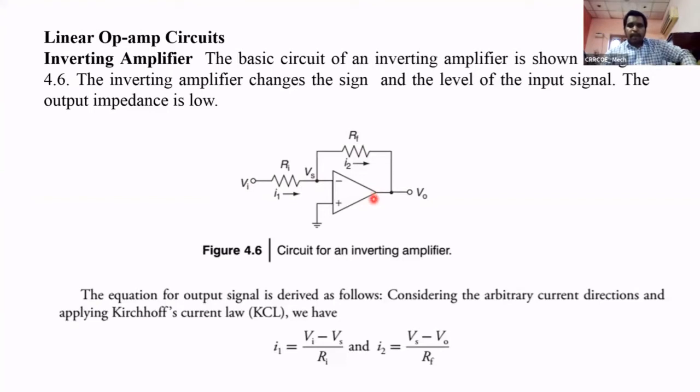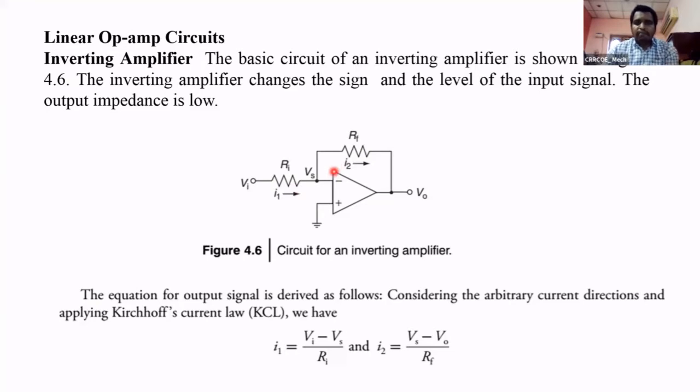Now we see the current flowing through the input resistance Ri, that is R1, which is I1. The current flowing through Rf is I2. Already I told you the input resistance of the device is very high, so the input current is 0. So I1 is equal to I2. The two currents are equal.